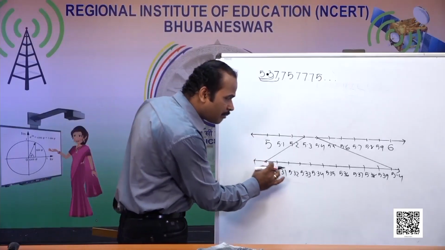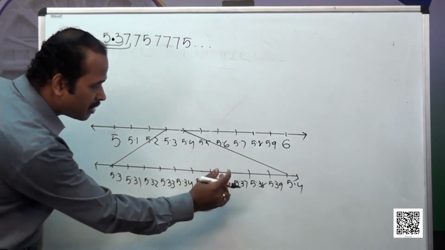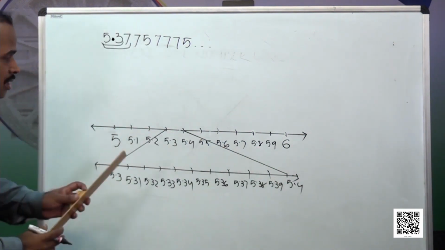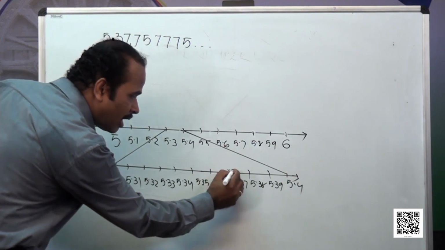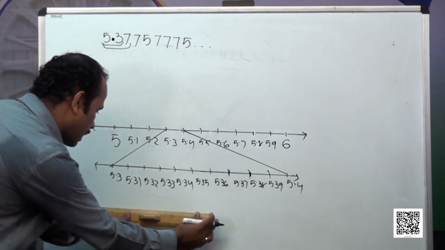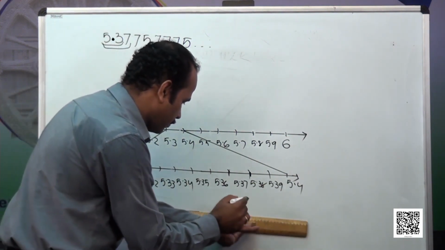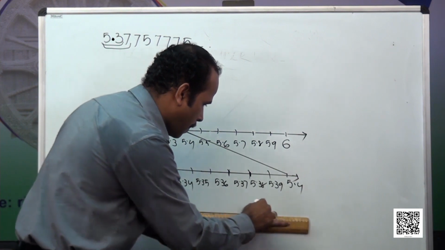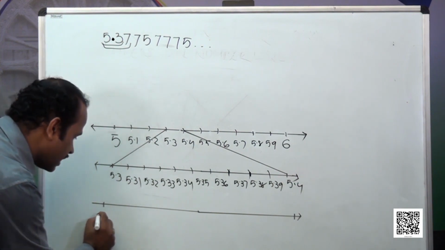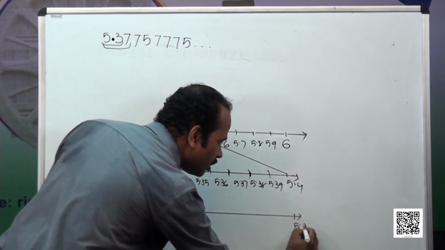And from that point again we have to find where it lies. It lies between 5.37 and 5.38. Between those two numbers it lies. So between this 5.37 point and this 5.38 point, this has to be extended again into 10 more equal parts. Let me draw a line there. If we go on increasing the number of lines like this, let me take this point as 5.37 and this point as 5.38.